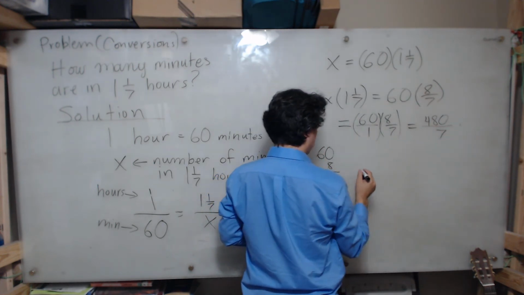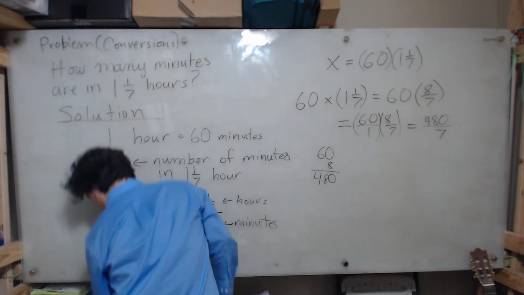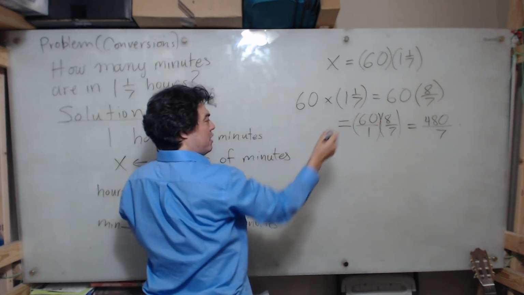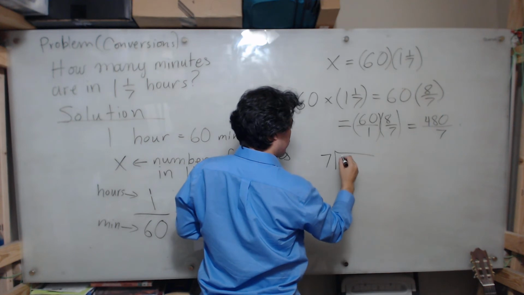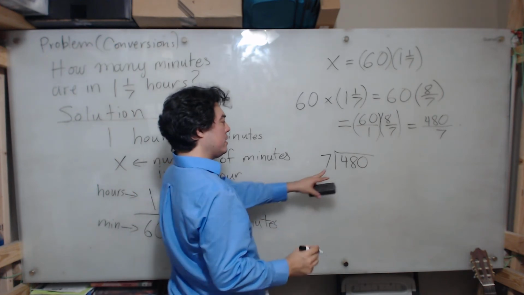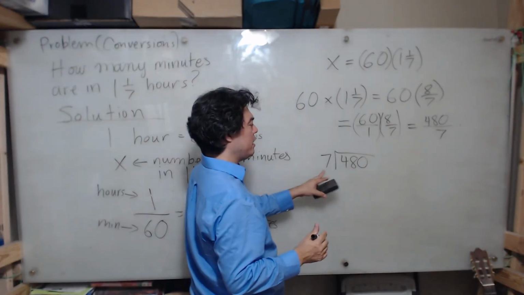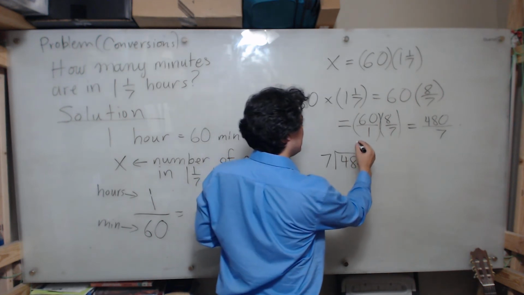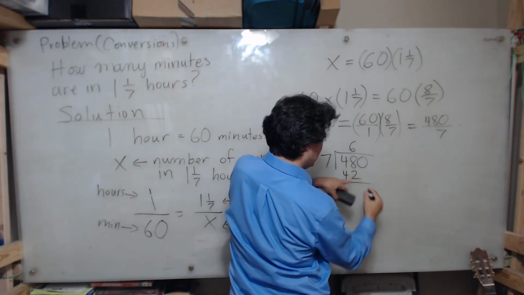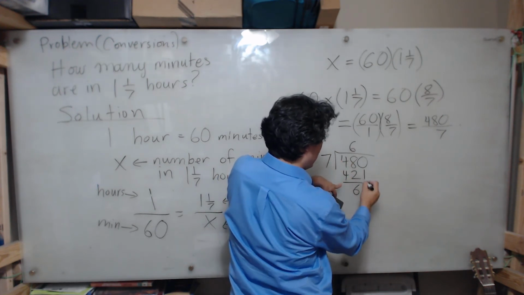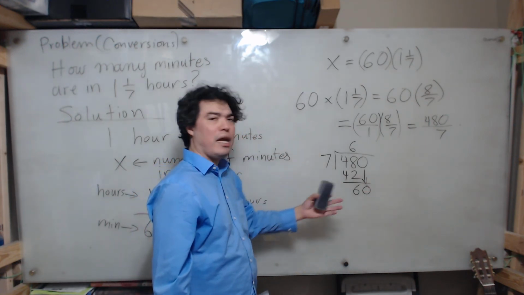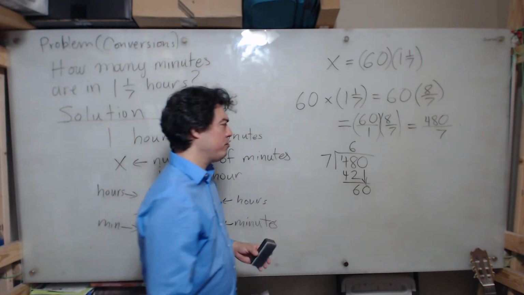And so now I'm going to divide out. I'm going to divide 7 into 480, because again, remember, I want to find out how many minutes there are. 7 goes into 4? It doesn't. 7 goes into 48? Aha. 6 times, because 6 times 7 is 42. 48 minus 42 is 6. 4 minus 4 is 0. I bring down my 0. I ask myself, how many times does 7 go into 60? 8 times, because 8 times 7 is 56.